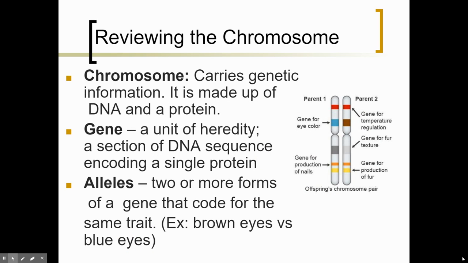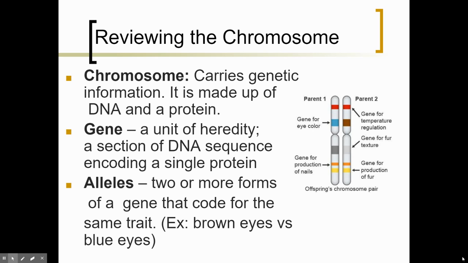So let's review our chromosome real quick. Our chromosome simply carries genetic information. It's made up of very compressed DNA and protein. Our genes are just segments on our chromosome. It's a unit of heredity. It's a section of the DNA sequence on our chromosome that encodes for a single protein.